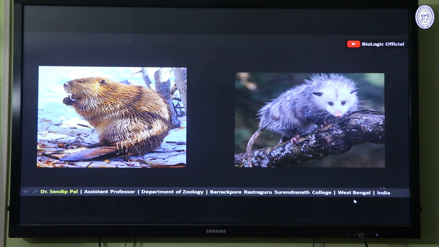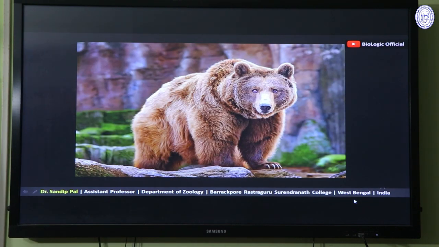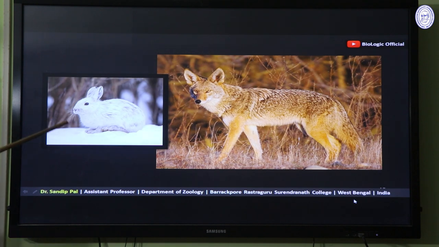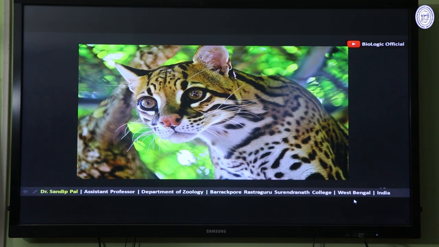This is the only marsupial mammal present outside Australia. As you know that in Australian continent, all mammals are marsupials. But in America, all mammals are placental. Only this one is marsupial. This is grizzly bear. Snowshoe hare. And this predatory animal is called coyote, C-O-Y-O-T-E. It is a jackal-like animal. This is ocelot, a member from cat family, the scientific name of which is Panthera pardalis.